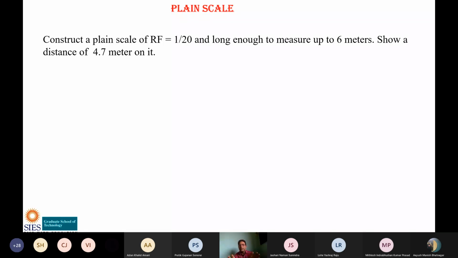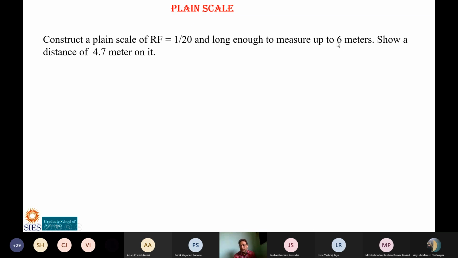Okay, on a 30-meter scale, what will be shown? After 5 meters, this is available. After 7 meters, this is available, like this. So in the present question, it says that you have to construct a plane scale, and it should be long enough to measure up to 6 meters. Means how much distance do we have to show? We have to show the distance of 6 meters. It should be measurable up to 6 meters.